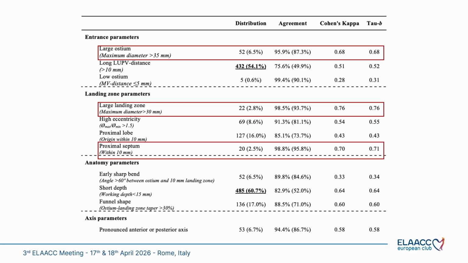Highlighted here, we see the 3 best performing parameters being large ostium, large landing zone, and proximal septa, while a parameter such as the low ostium, which was exceedingly rare, performed not so well. We saw only a slight to moderate agreement, but that was likely also based around chance agreement being up to 90% due to rarity.